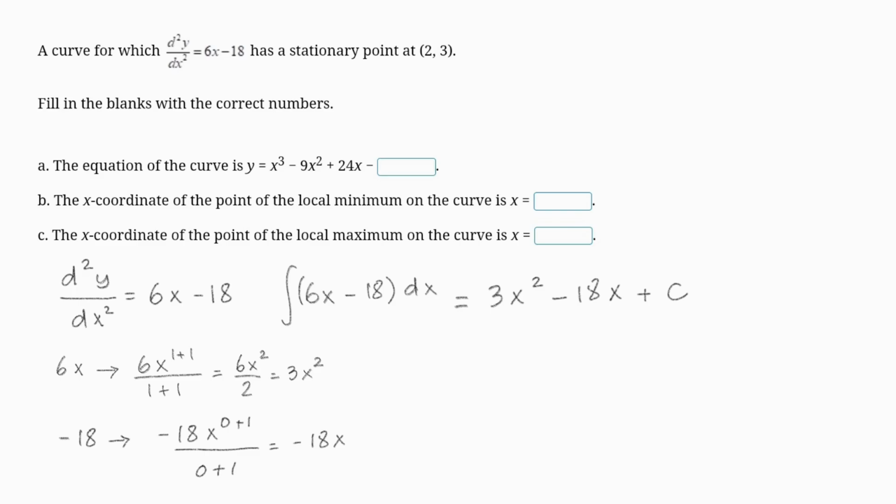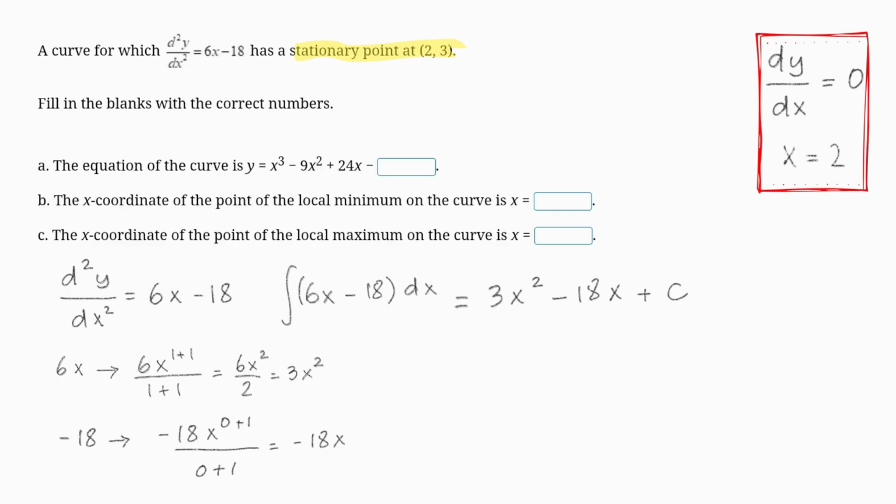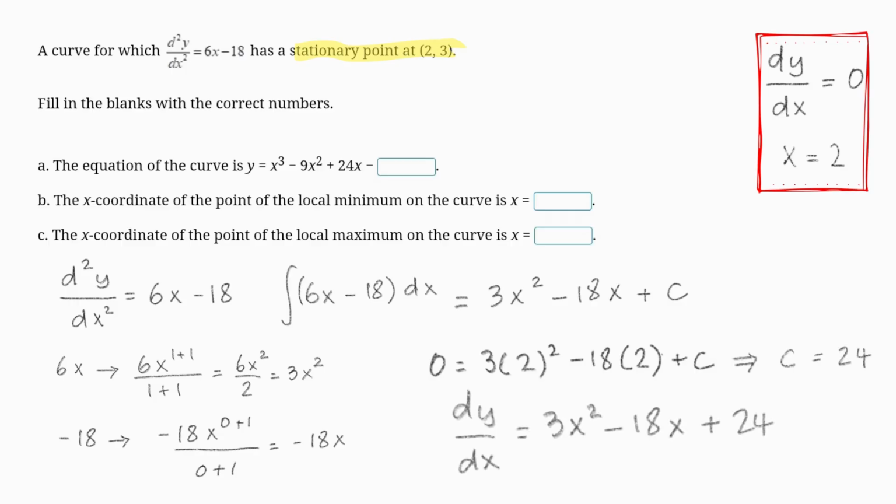Now, here is the trick. The problem says there is a stationary point at 2, 3. At any stationary points, the gradient is 0. So, we substitute in x equals 2 and set dy over dx to 0. We get 0 equals 3 times 2 squared minus 18 times 2 plus c. So c equals 24. Our gradient function is dy over dx equals 3x squared minus 18x plus 24.